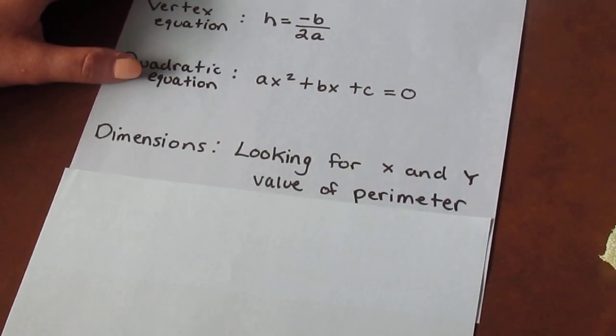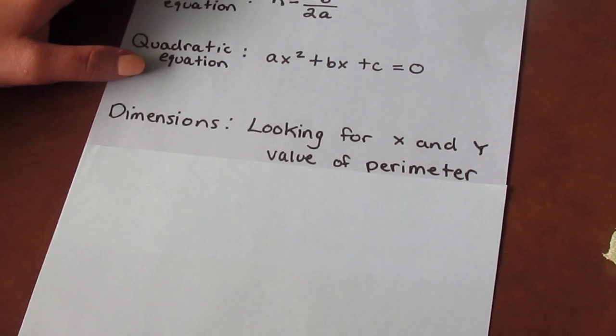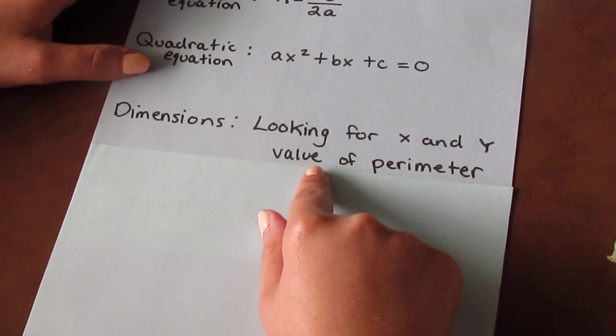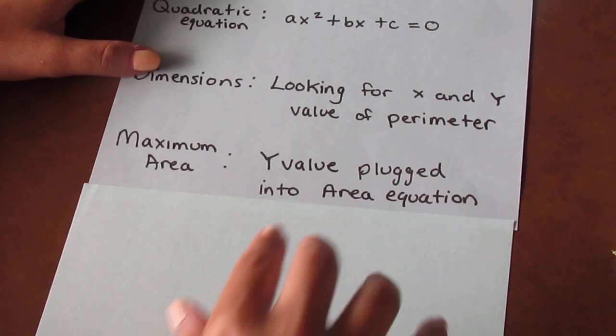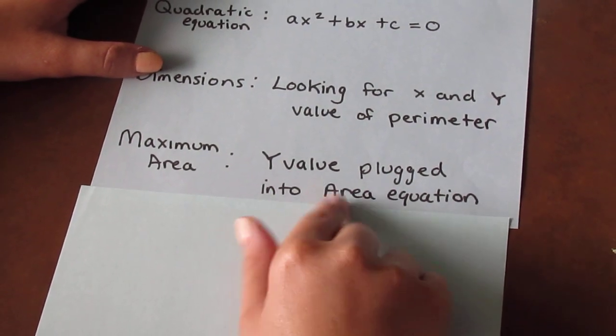From the problem, they're saying we should find the dimensions, so we're looking for the X and Y value of the perimeter. For the maximum area, we will be plugging our Y value into the area equation.